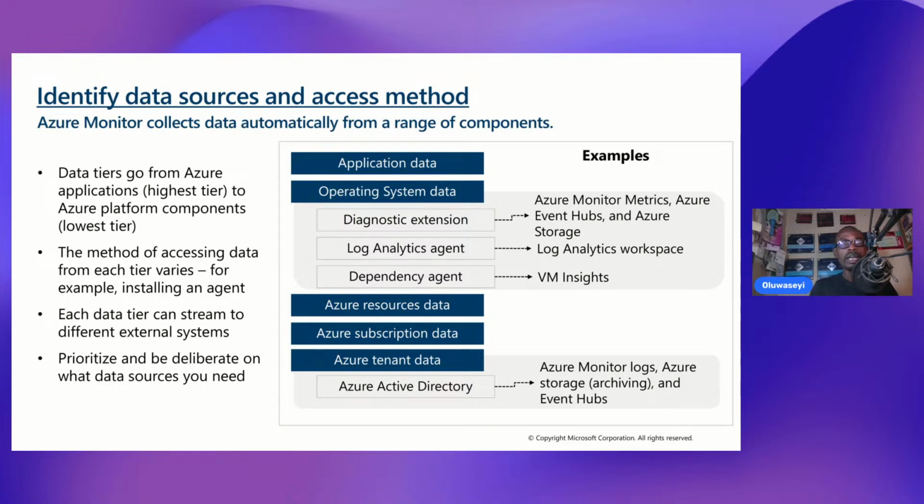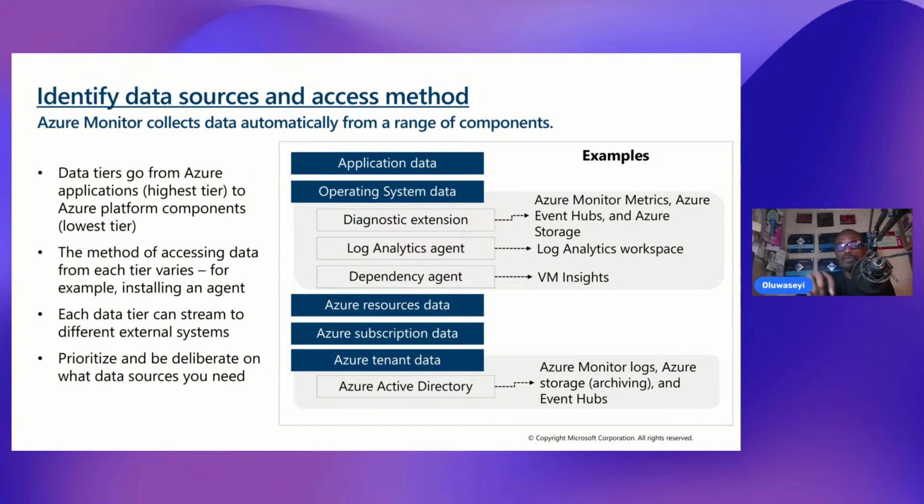Now, data can be classified into different tiers. The data tier forms from the application level of Azure, the application you are running on it. Then from the lower tier, you have the Azure platform component, maybe the activity that is running on it. Then we can also look at it from the accessibility of those data.